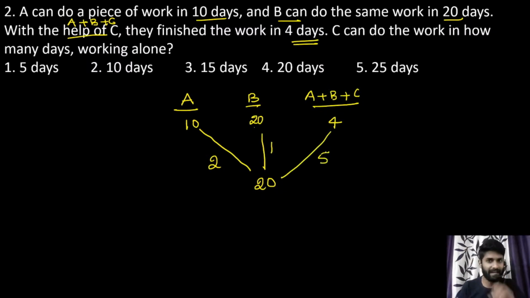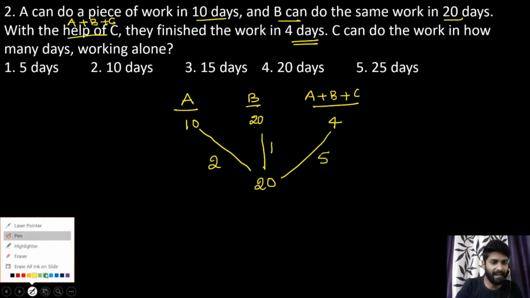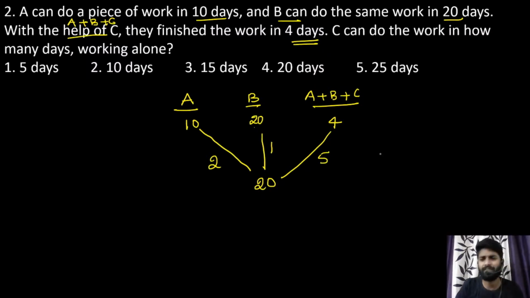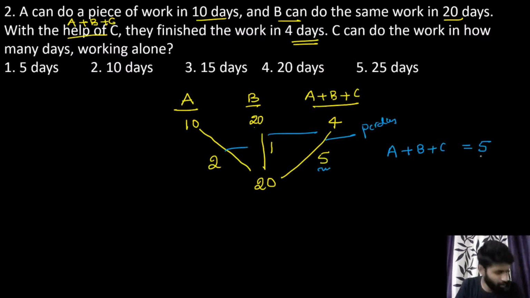Now, sir, how do we identify the efficiency of C? There is no difficult part, guys. Observe: A plus B plus C perform 5 units per day. Why? Because all these figures indicate per day efficiency. Individually, A performs 2 units, as we already calculated. That's why I mentioned the first point: the efficiency is always constant, whether he is working or not, it doesn't matter, guys.